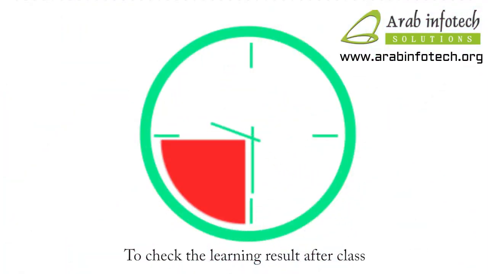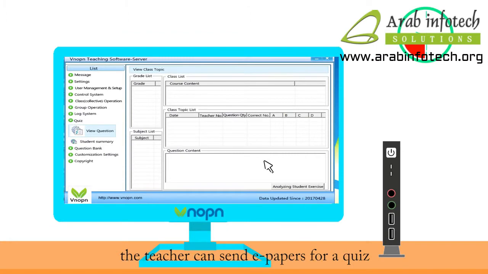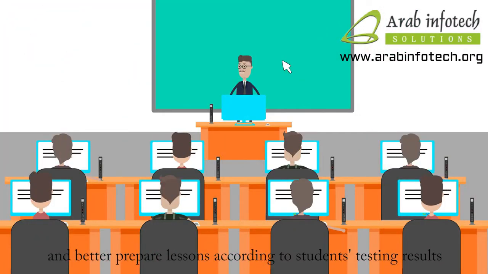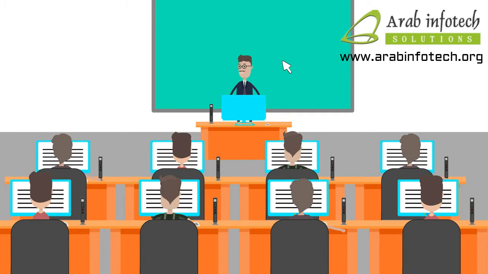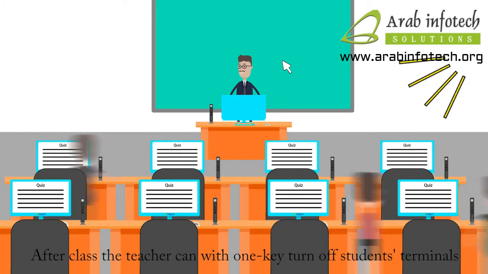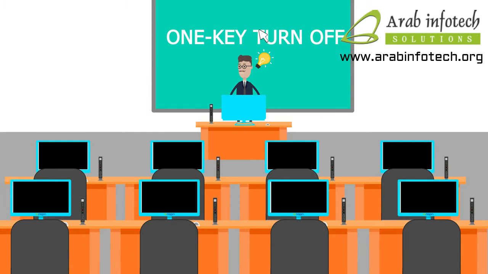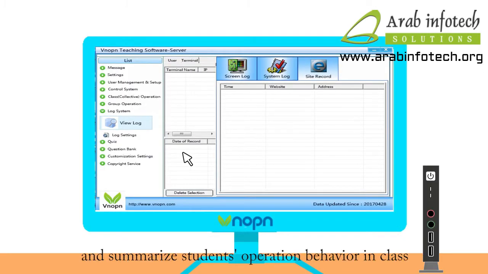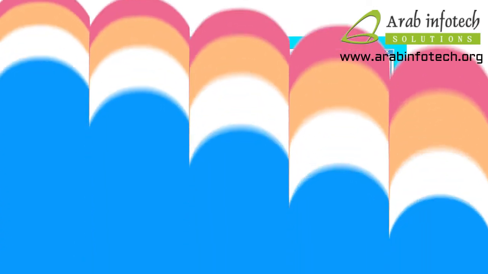To check the learning results after class, the teacher can send e-papers for a quiz and better prepare lessons according to students' testing results. After class, the teacher can turn off students' terminals with one key, and also check the whole class and summarize students' operation behavior in class.